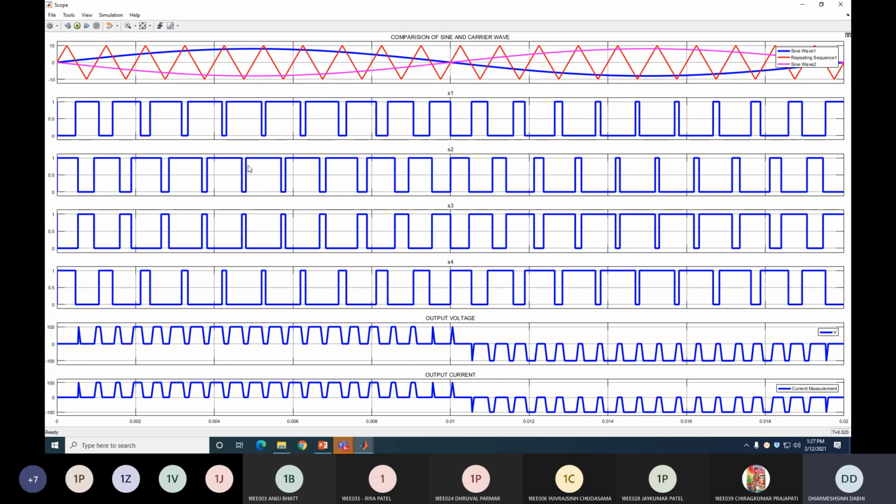Same way, S3 is generated by comparing this inverted sine wave with the triangular wave. When the inverted sine wave is higher than this triangular wave, at that time it generates the gate pulse for switch number 3. So you can see that from this point to this point, your inverted sine wave magnitude is higher than this triangular wave. So that generates the gate pulse for switch number 3. This S3. And exactly complementary to this is the gate pulse for switch number 2, S2. Clear? So these are the gate pulses and this sixth one is the output voltage.